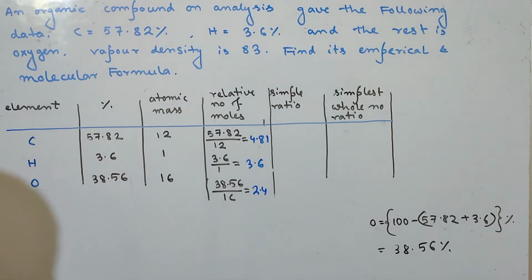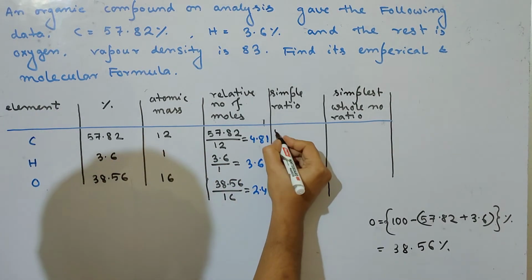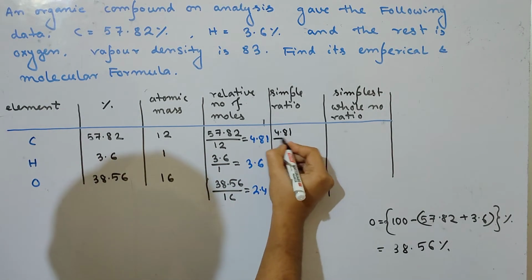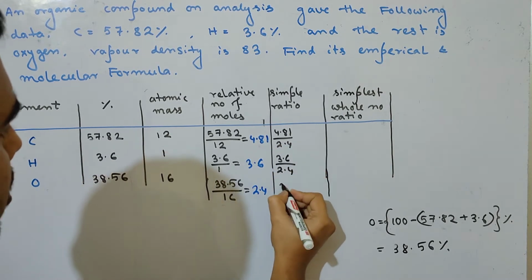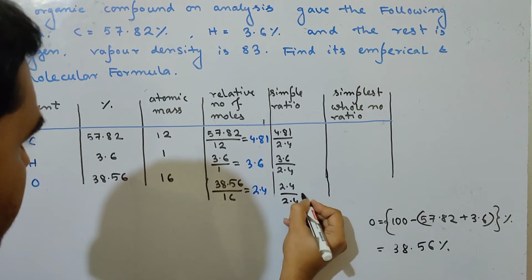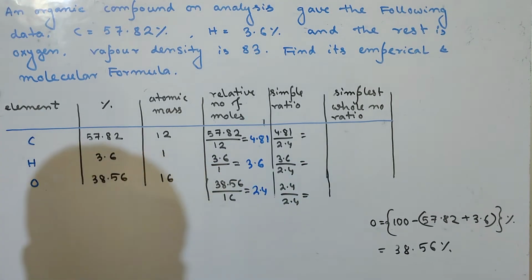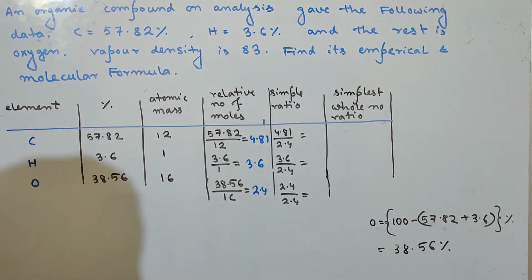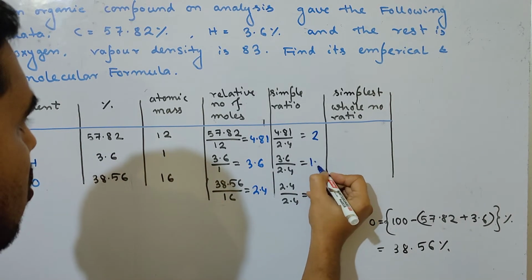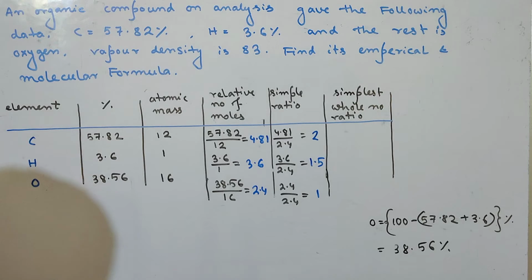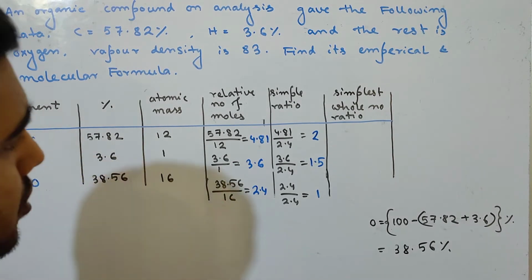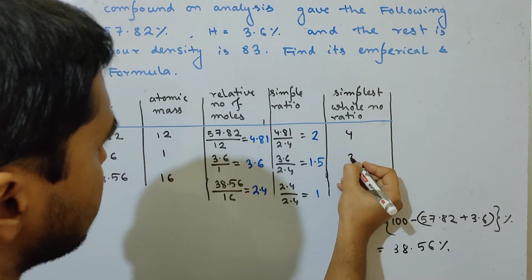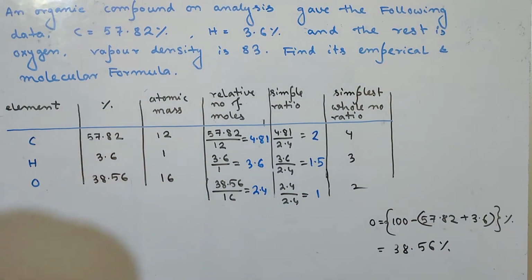Now in order to get the simplest ratio, what we should be doing is 4.81 divided by 2.4, 3.6 by 2.4, and 2.4 by 2.4. Here it is 2, 1.5 and 1. So obviously 1.5 we will not consider. So in order to have the simplest ratio, we will multiply each of these by 2, understandable. So it will come out as this much.